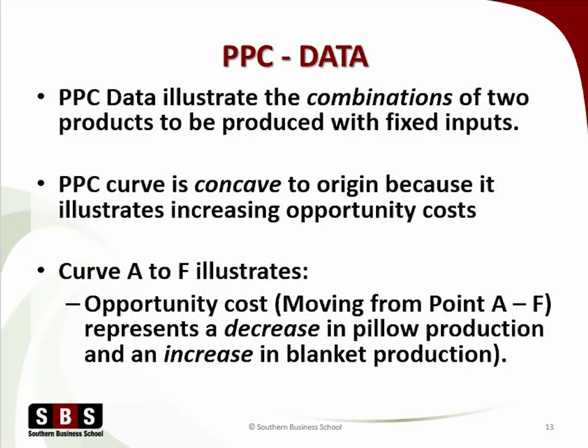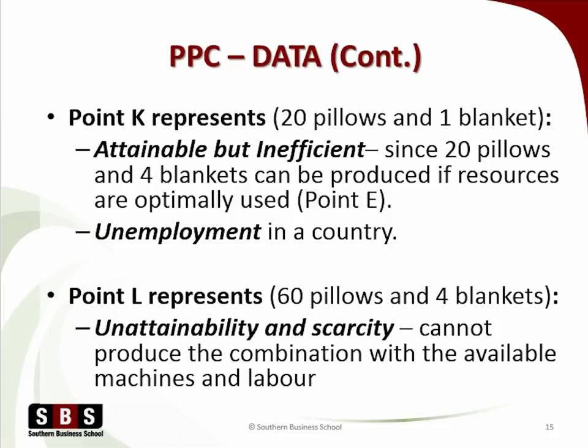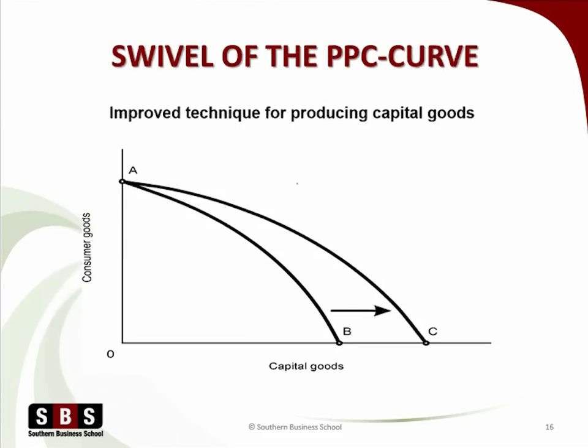A to F illustrates, as I say, the most efficient points. The productive allocation of resources, that's part of the theory between the various inputs. And the maximum combination of products which can be produced with available labor and machines. You had to do a definition on the PPC, and just make sure that you address the PPC definition correctly. And then the most efficient points on the curves we did talk about. Point K, as I say, point L, explain what it is in your answer in the exam.